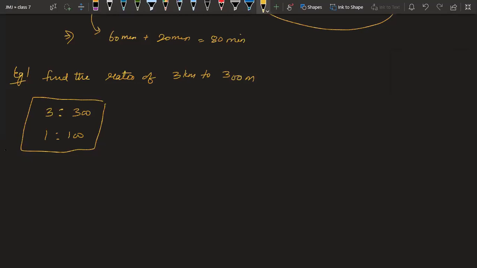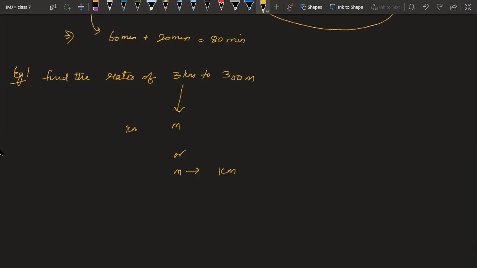No, we cannot compare like this. Before comparison, before finding the ratio, we should make them of same unit first. For that, let's see what to do. So there are two things. Either I can convert this kilometer into meters, or I can convert meters into kilometers. Class, please tell me which one is easy. Kilometer to meter or meter to kilometer?